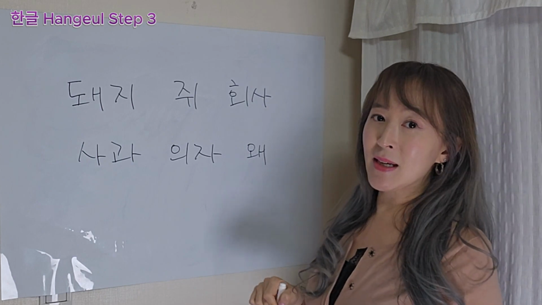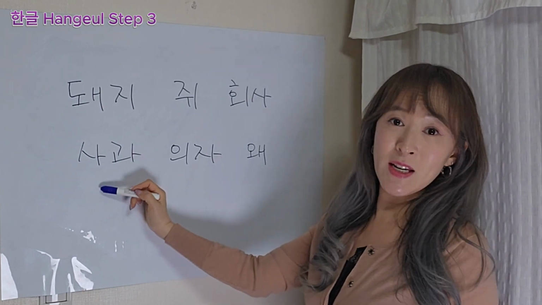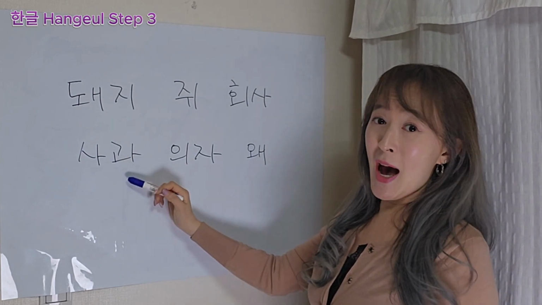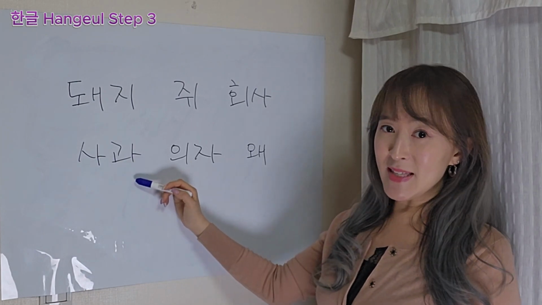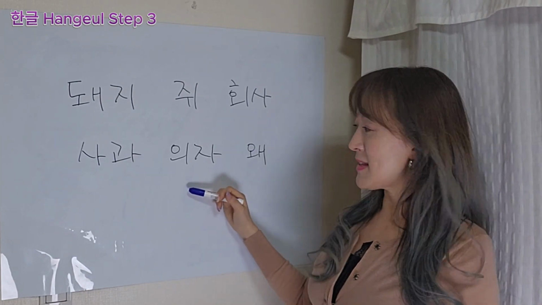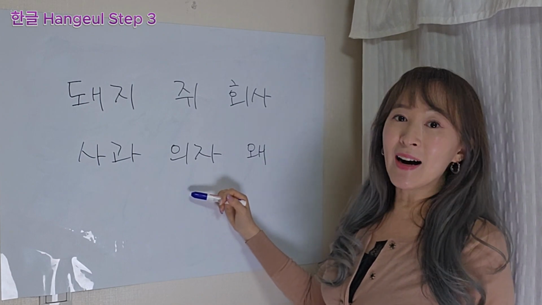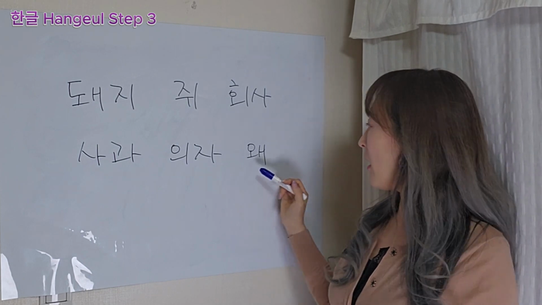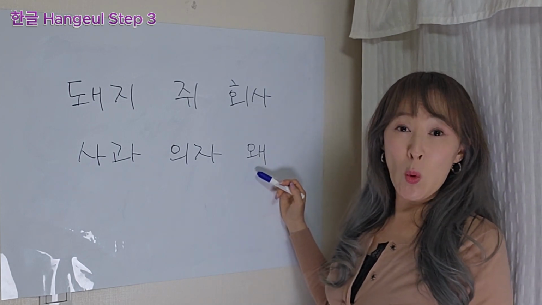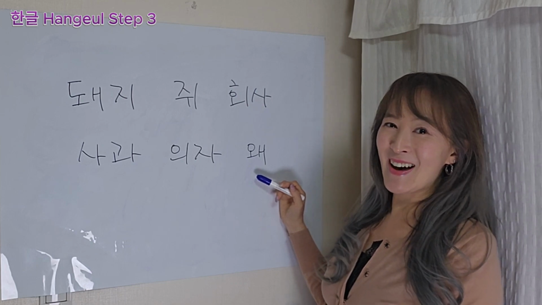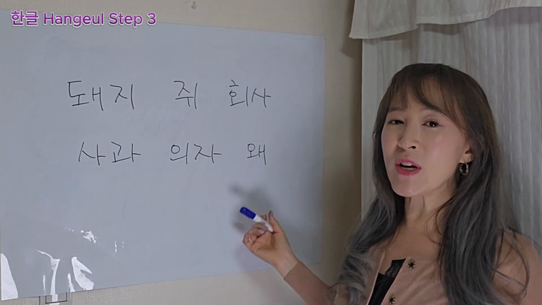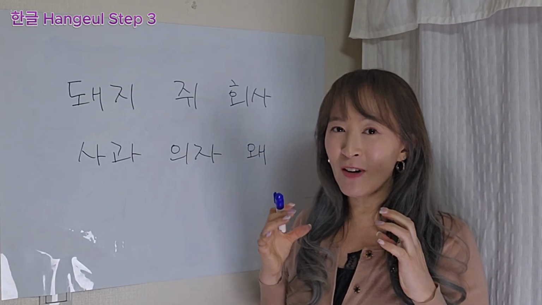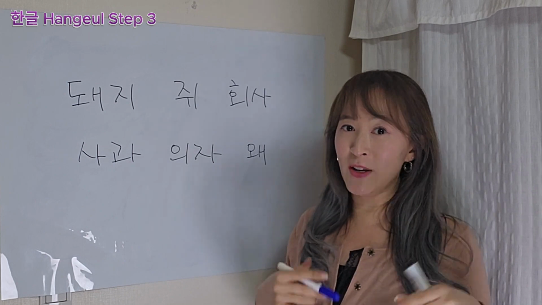회사 means company. And next one here is something we eat almost every day. 사과 means apple. This 의자 means a chair. This, we already did this, right? Why? So now you can read almost all Korean words, but we have the last final consonant, so we will move straight on to that.